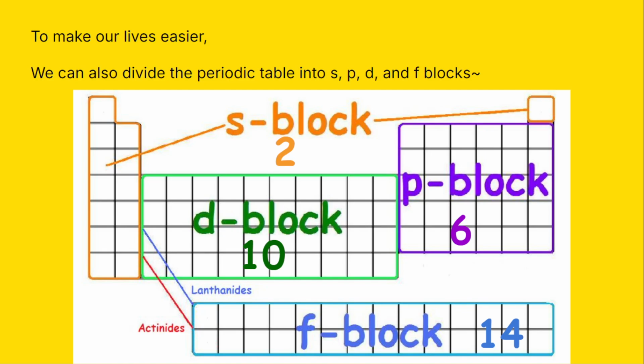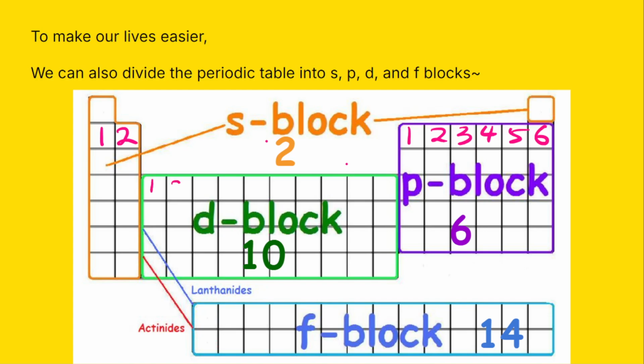But I'm not going to need you to learn this for now. So to make our life easier, we can essentially divide the whole periodic table into 4 blocks. We'll have the S block, the P block, the D block, and the F block. So if you ever forget how many electrons the P block can hold, just count on the periodic table. S block, we got 1 and 2, and then P block, I got 1, 2, 3, 4, 5, 6.